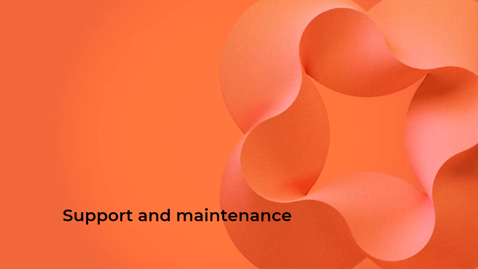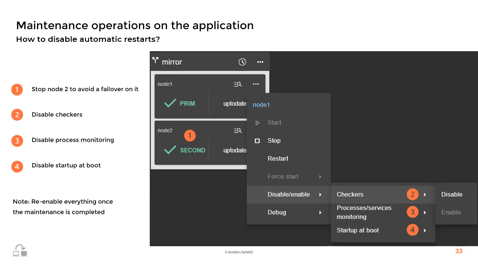Let's now explore the support and maintenance features of the SafeKit console. For maintenance operations that require stopping the application monitored by SafeKit, it may be necessary to disable all automatic restarts triggered by SafeKit. At Step 1, stop the module on the secondary node to avoid a failover on this node. At Step 2, disable the checkers configured inside the module that monitor the application and trigger restarts. At Step 3, disable process monitoring, which also triggers restarts.